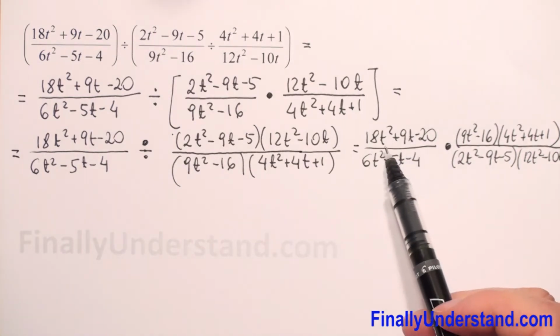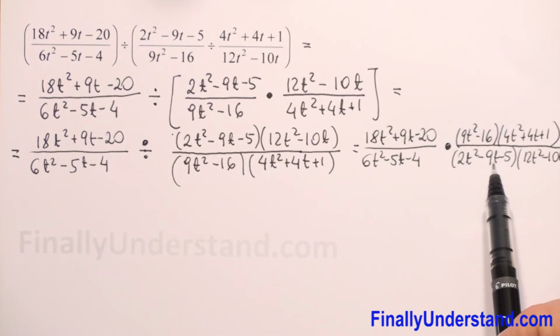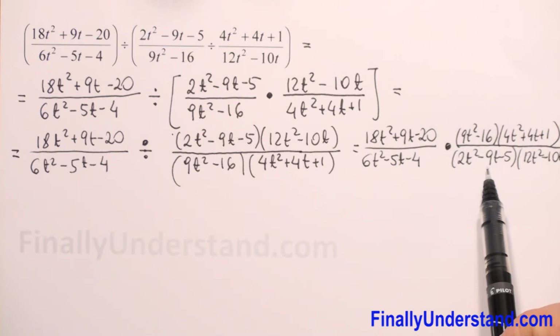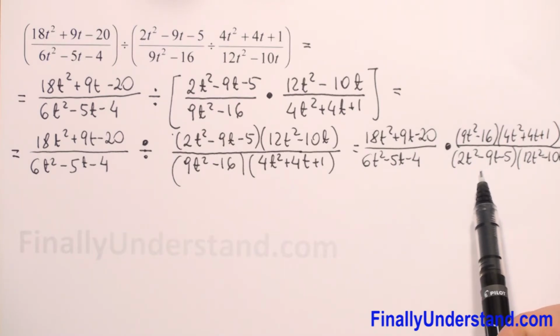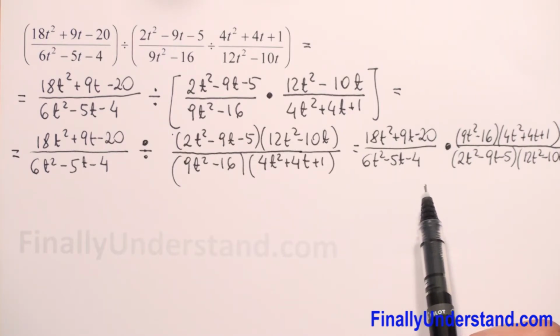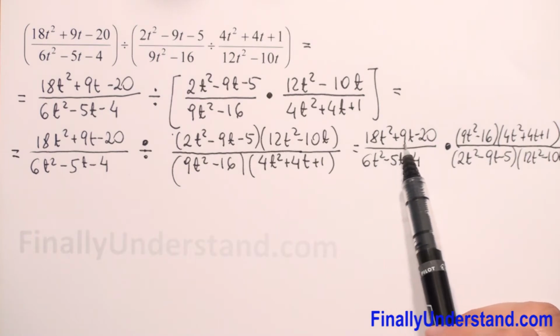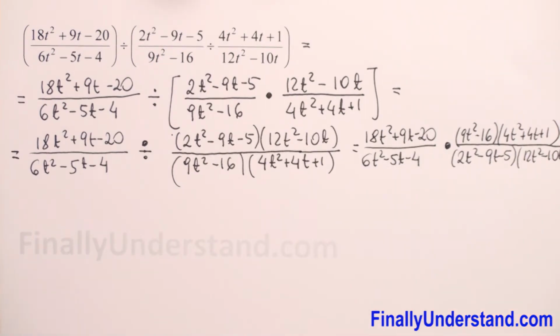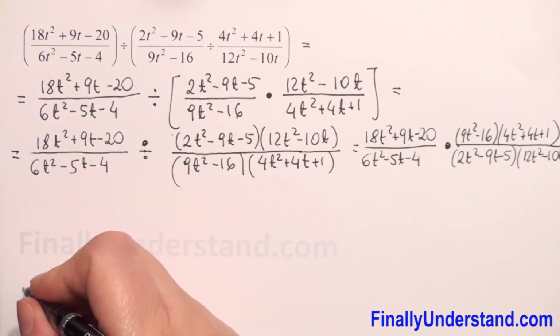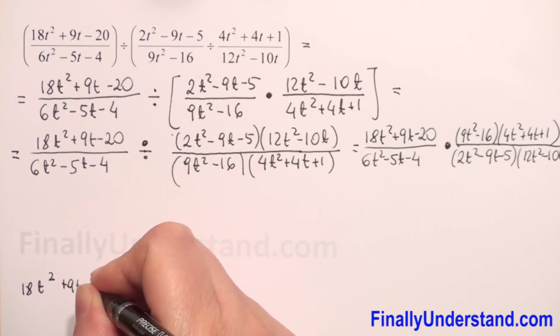Now we have to multiply again numerator times numerator, denominator times denominator. What else we can do? We need to factorize. So, because we need to reduce to the lowest terms, and we don't see an expression in parentheses that repeat. So let's start from the first trinomial. We have 18t squared plus 9t minus 20. We will try to use grouping method. Let me copy this expression. We have 18t squared plus 9t minus 20.